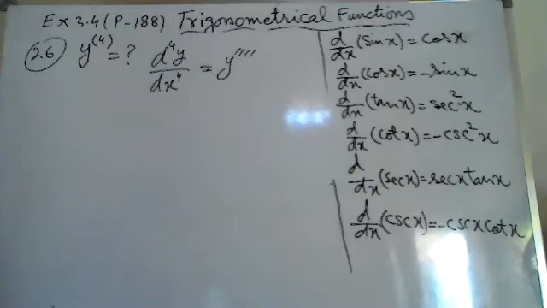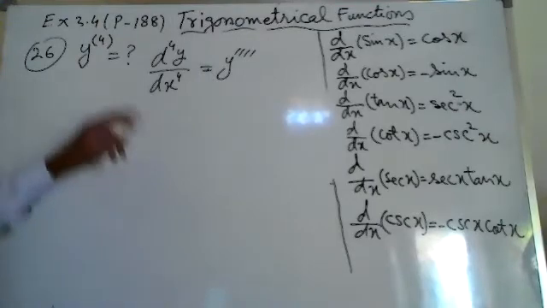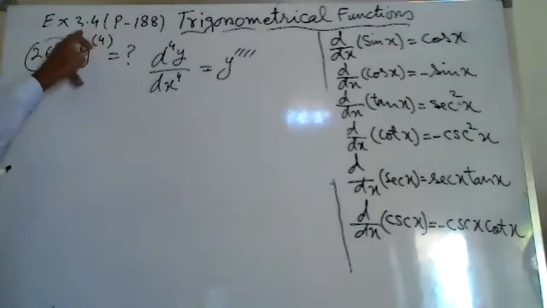So if you are finding the nth derivative, you must write n in the bracket. Four in the bracket is the fourth derivative, 5 in the bracket is the fifth derivative, 6 in the bracket is the sixth derivative. Otherwise, it will be considered as the power of y, not the derivative.